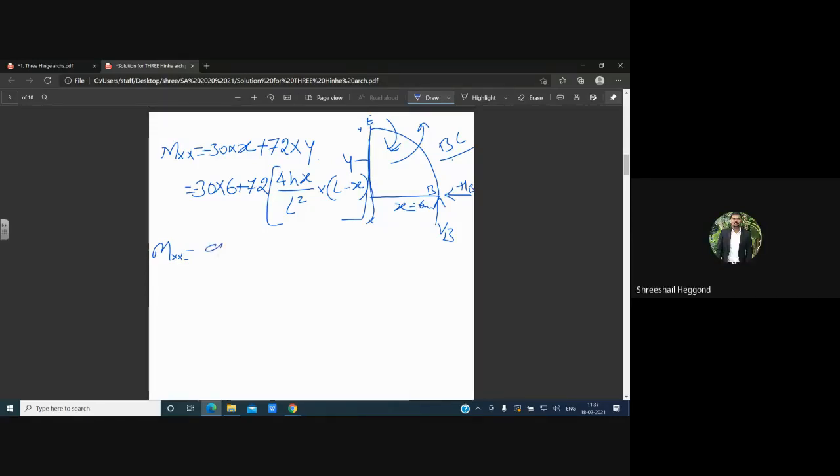So you need to write the moment. Next, we need to calculate the radial thrust, the horizontal thrust and the radial shear, N, and the theta value. That can be calculated by considering the theta calculation we need to do, and then we need to calculate the horizontal thrust as well as the radial shear.